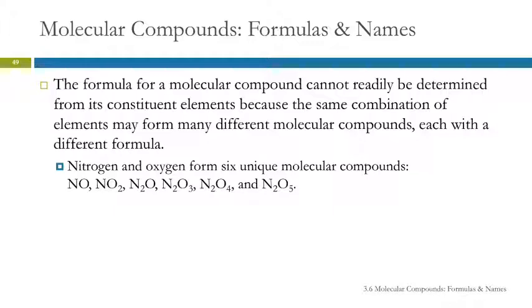An example given here is compounds between nitrogen and oxygen. There are actually 6 unique molecular compounds between nitrogen and oxygen. So we can't just call this nitrogen oxide, because which one are we talking about? And there are no charges involved to help us know how many of each ion there are. And so here we're going to use prefixes to specify the numbers.